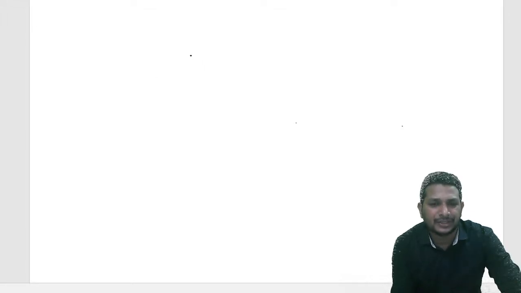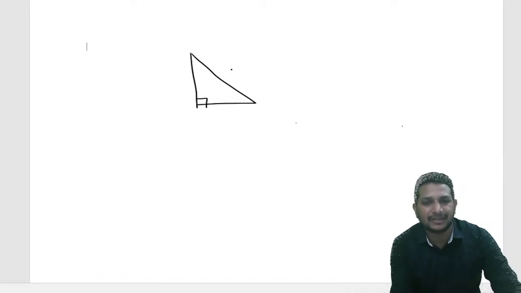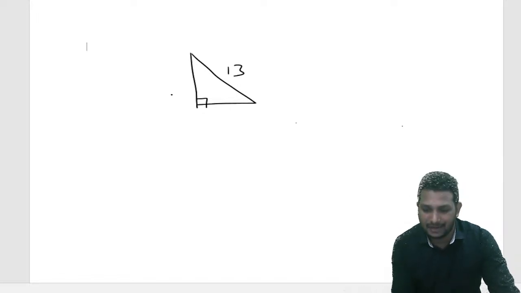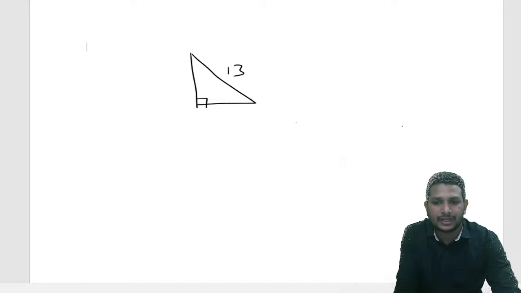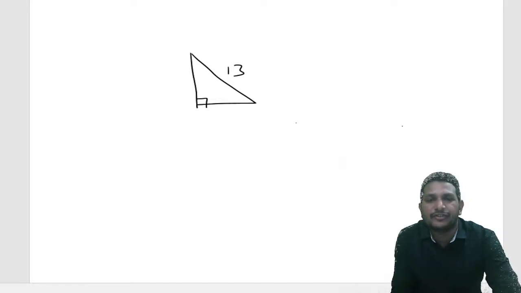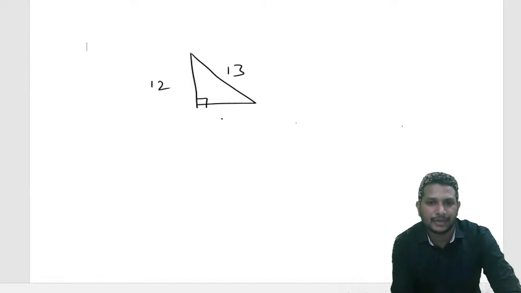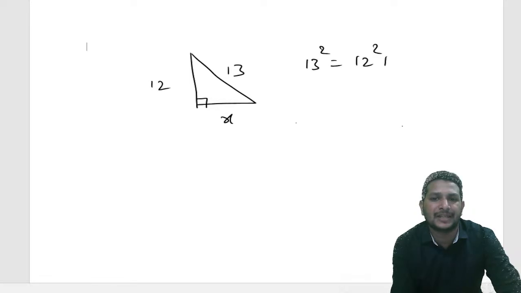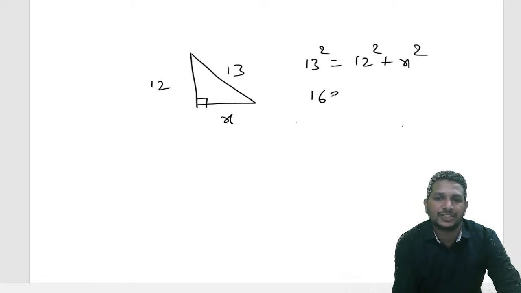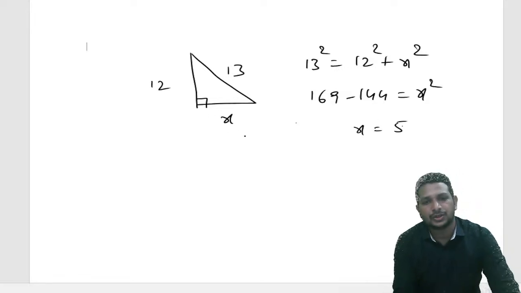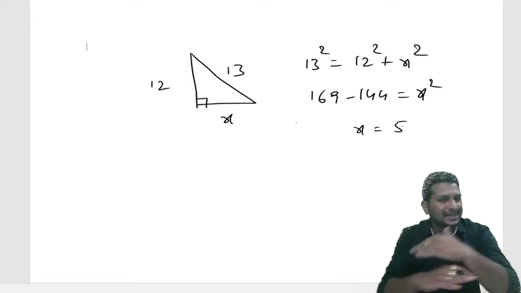So according to the diagram, I'm considering only the one part, the right angle triangle. They gave the side as 13. And one diagonal is already given as 24, so half of the diagonal becomes 12, right? So the remaining part is x. If I apply Pythagoras theorem, 13 square equals 12 square plus x square. So 169 minus 144 equals x square. X equals how much? 25. 5.